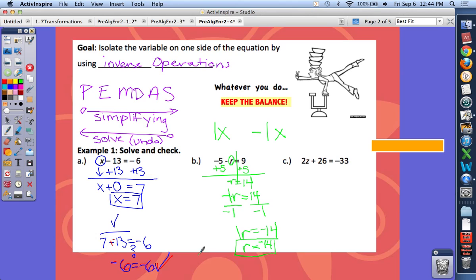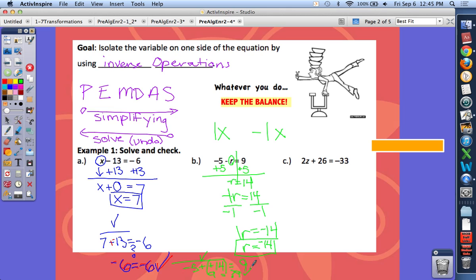Show a check step for me real quick. So check it out here. We have negative 5 minus a negative 14. Put that in for r. And let's see what this equals. We're hoping it's going to equal 9. Well, minus a negative is the same as adding a positive. So we have negative 5 plus 14, which is going to give me a 9. And 9 is equal to 9, so we are good.